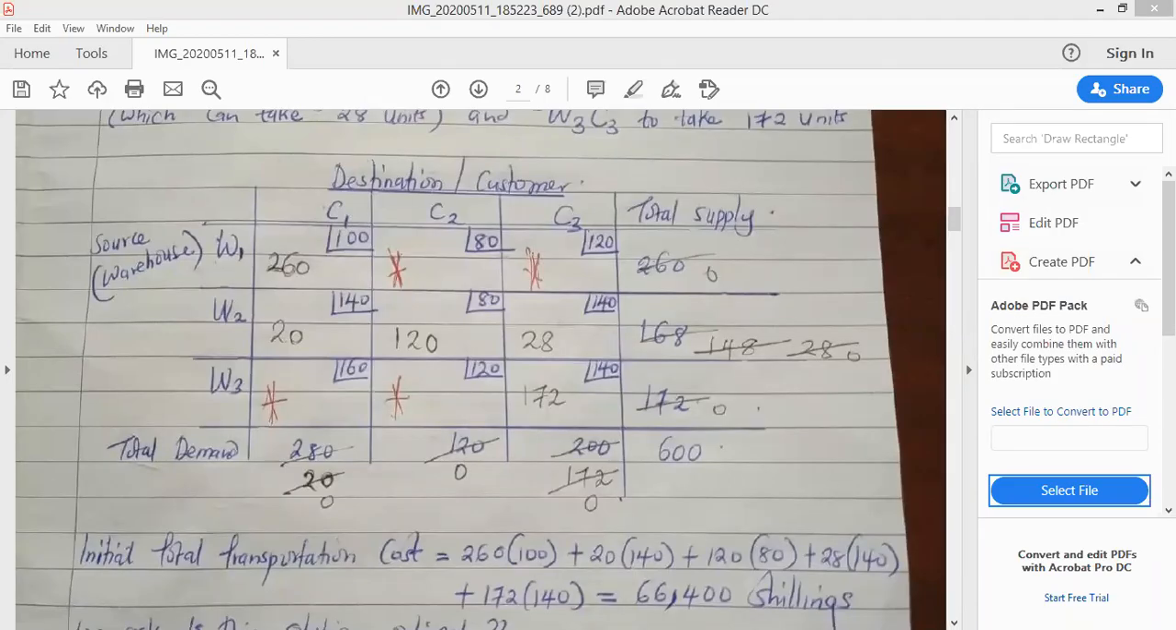We call it the modified distribution method. In short, we call it MODI. And I also demonstrated this. So let's see how we'll do this in our workings.